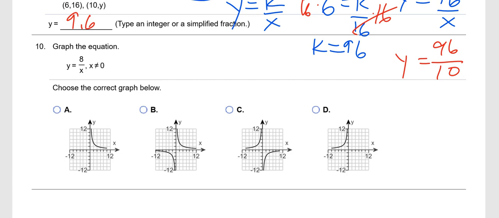Two of these are ridiculous, A and D. Why are A and D not even possible? They only have one branch. Thank you, Ms. Frederick. So you cannot possibly choose A or D.